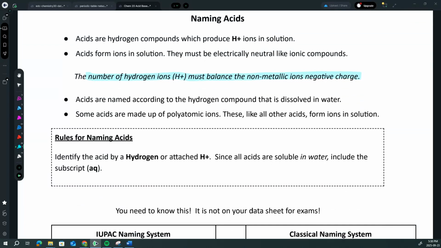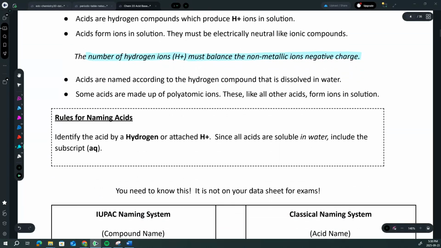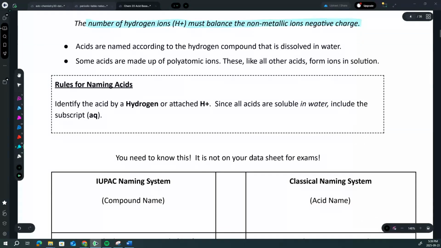Acids are named according to the hydrogen compound that is dissolved in water, and some acids are made up of polyatomic ions. So these, like all other acids, form ions in solutions. For our rules for naming acids, we're going to identify the acid by noticing that it begins with an H or ends in COOH, and then you need to know that all acids are soluble in water, so whenever you're writing out an acid in a chemical reaction, its state should be aqueous.